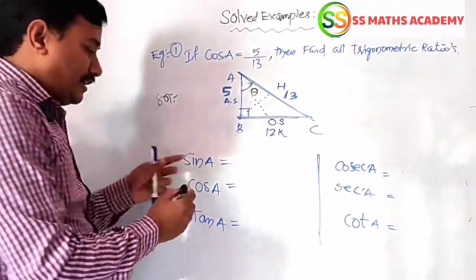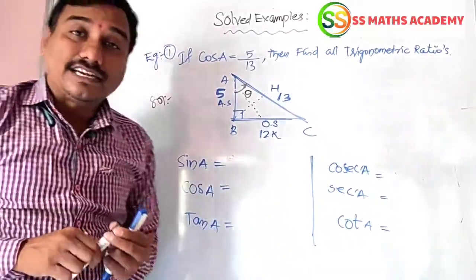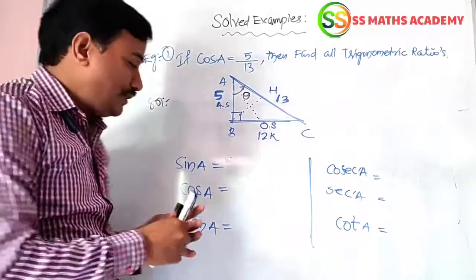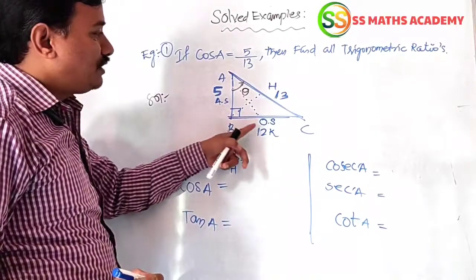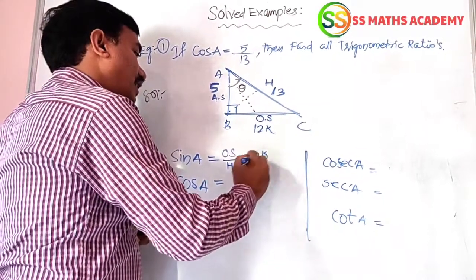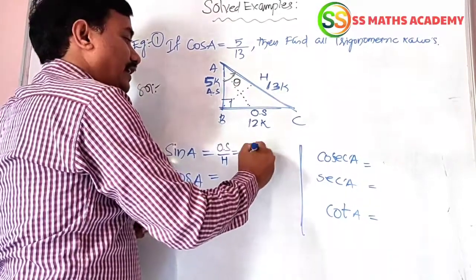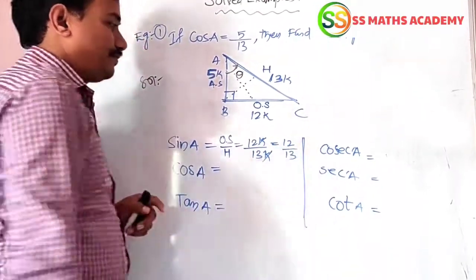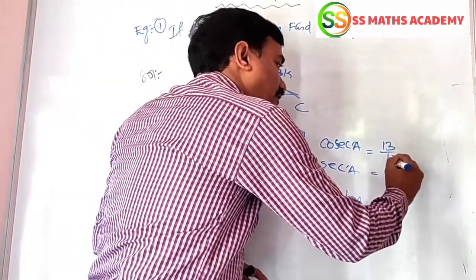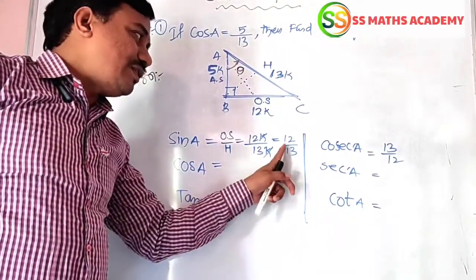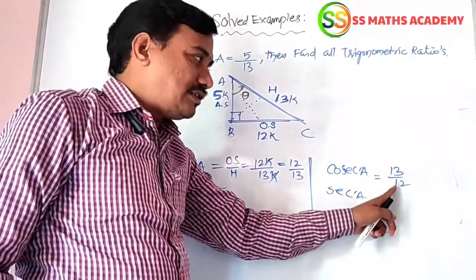Sin theta is nothing but the opposite side by the hypotenuse. The opposite side is 12K, the hypotenuse is 13K. This is 13K, this is 5K. So K and K get cancelled, and we get 12 by 13. Sin A equals 12 by 13. The reciprocal of sin theta is cosec theta, so the reciprocal of 12 by 13 is 13 by 12.